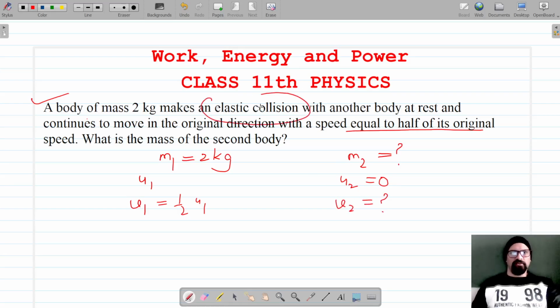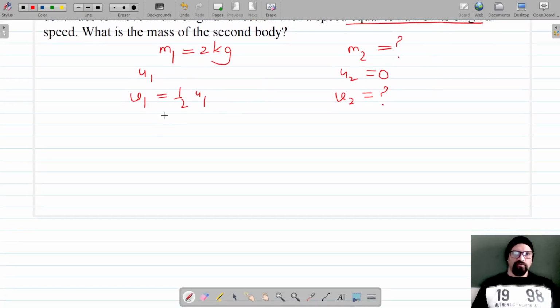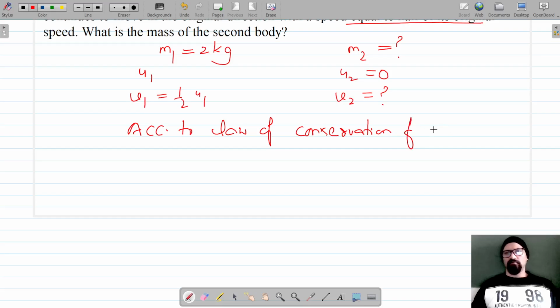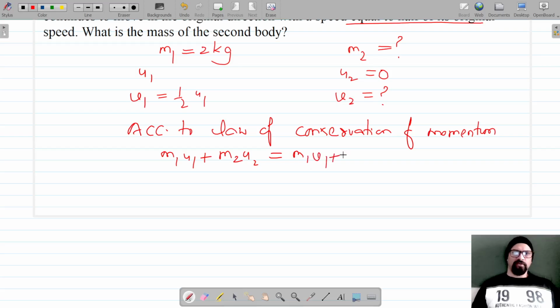And it's given that it's an elastic collision. So we'll try to make two equations. Let's first use the law of conservation of momentum. According to the law of conservation of momentum, the momentum remains conserved. So initial momentum is equal to final momentum.